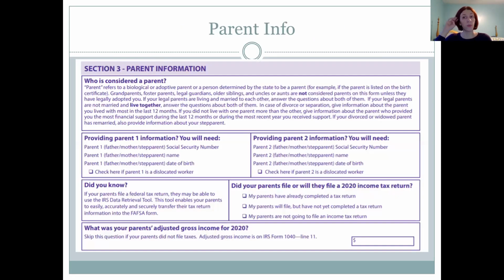So after you determine which parents are reported on the FAFSA, you then go ahead and put in that information, again date of birth, social security number, first and last name, and then they're going to start to be asked about some tax information. So if your parents filed taxes in the year 2020, again, this is for students who are currently seniors, they would have to respond to these questions. And then they would also have to put in their adjusted gross income.